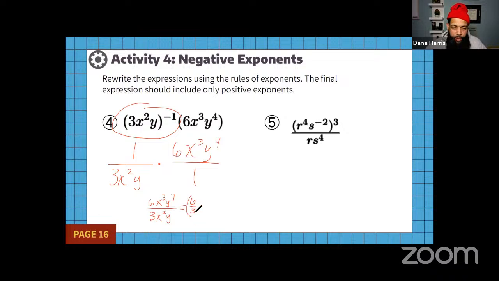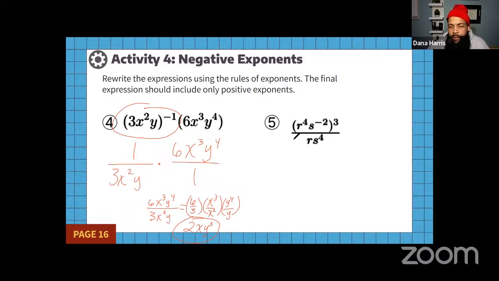6 divided by 3, and then x to the 3rd over x squared, and then y to the 4th over y. And so 6 divided by 3 is 2. X to the 3rd over x to the 2nd is x, because 3 minus 2 for the exponents. And then y to the 4th over y is y to the 3rd power. All right.